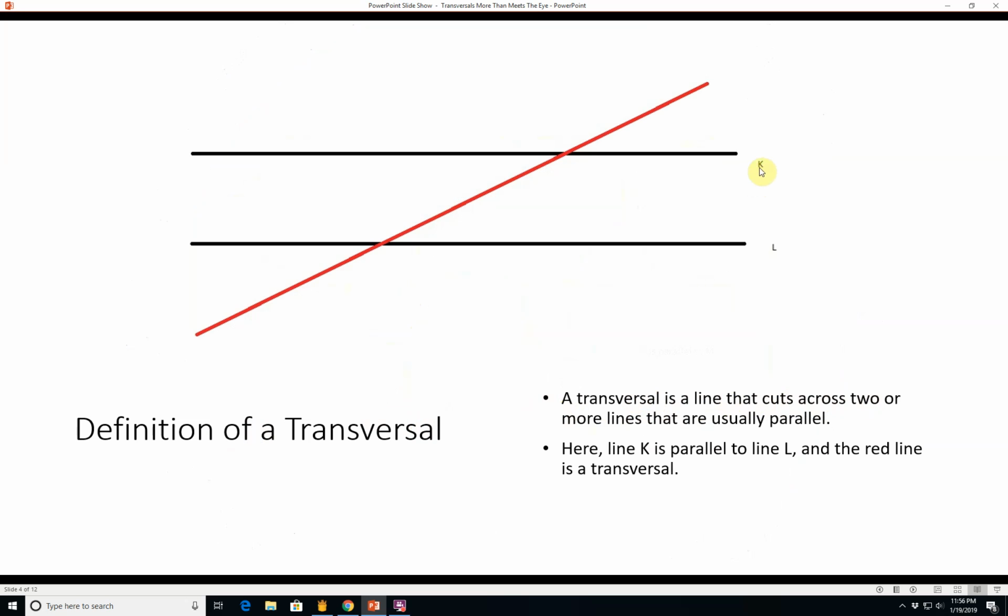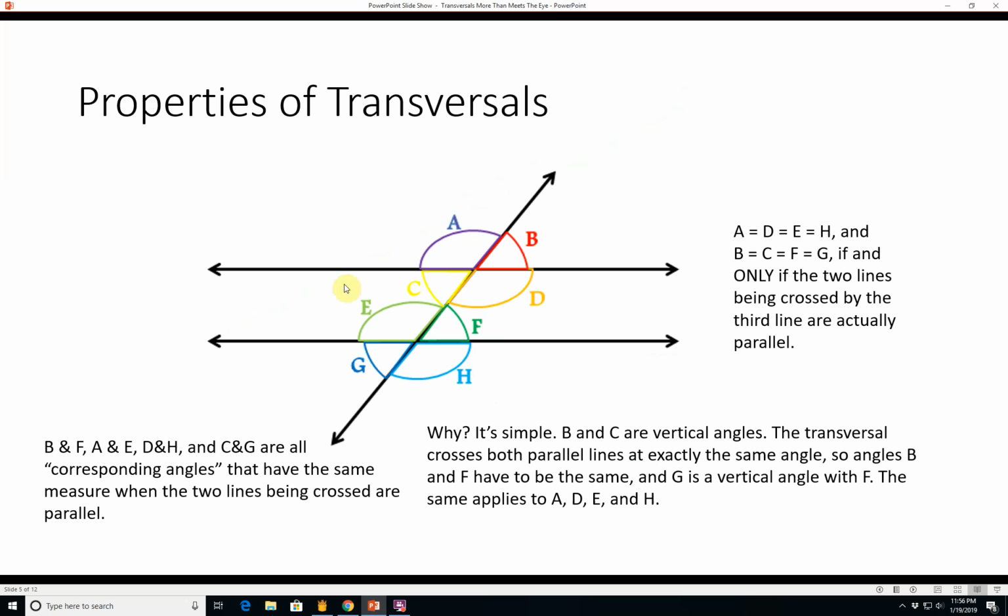Here, K is parallel to line L. This is line K. This is line L. You can see they're parallel, which means they never meet. And the red line is a transversal. It cuts across both of them. So, how does that help us? Well, the SAT and ACT people both really like transversals. It's kind of unhealthy how much they like transversals. Anyway, the properties of transversals are such that you can make hard-looking problems that are actually pretty easy, which is why the SAT and ACT people like them.